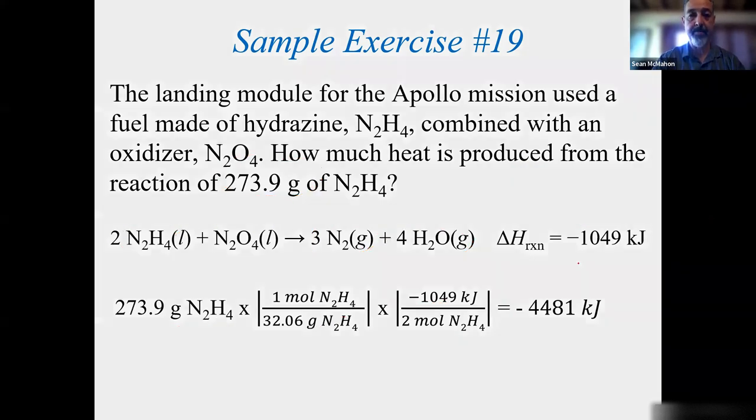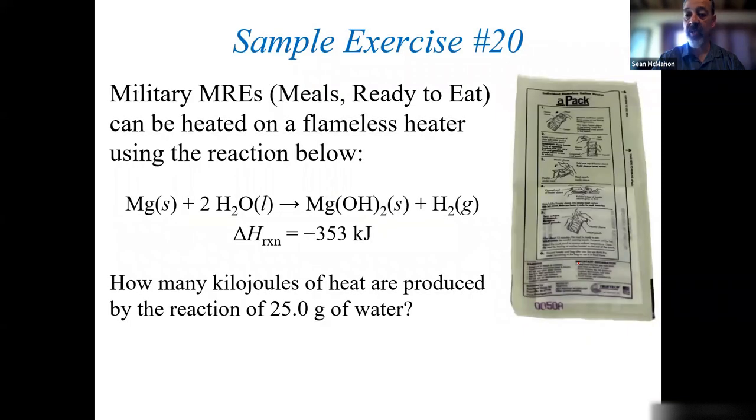So last but not least, military meals ready to eat can be heated on flameless heaters using the reaction below. Magnesium plus H2O yields magnesium hydroxide and hydrogen gas. The reaction is exothermic. How do I know? It's negative instead of positive, and releases 353 kilojoules. How many kilojoules of heat are produced if I start with 25 grams of water?